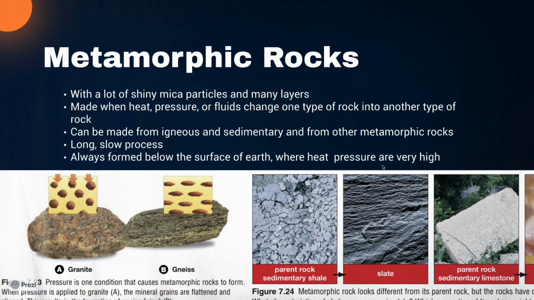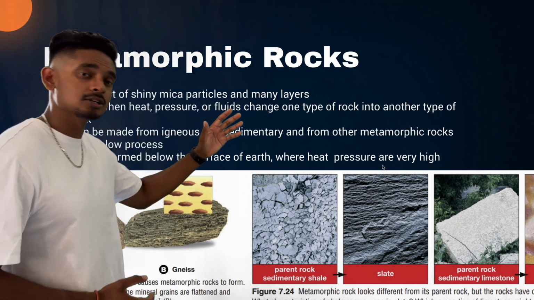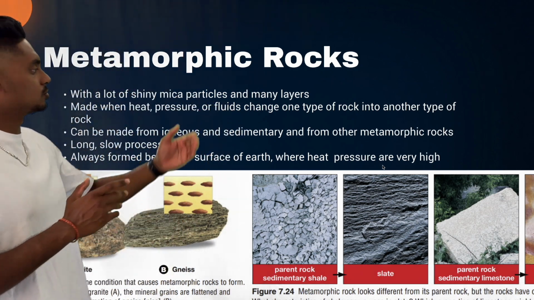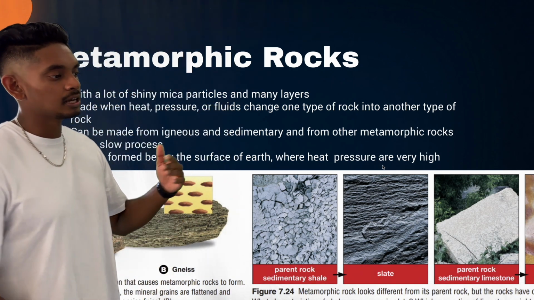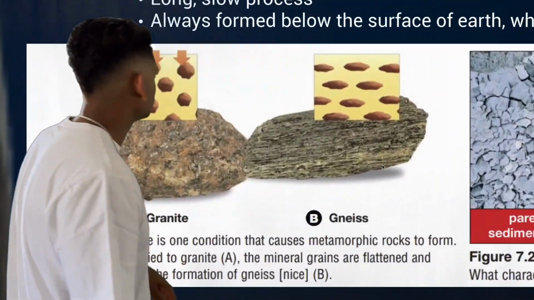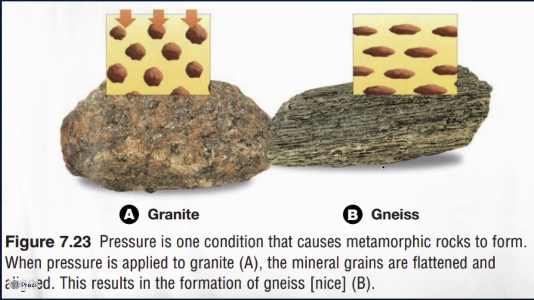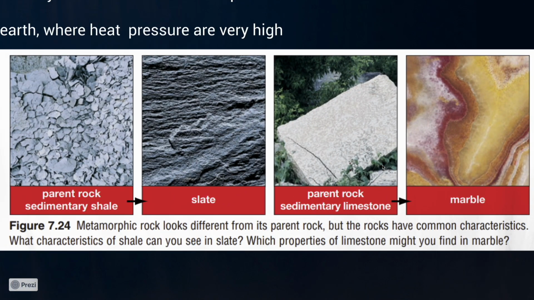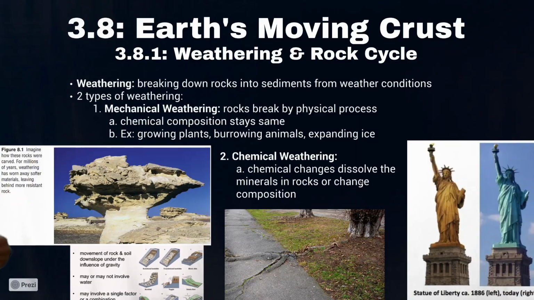Metamorphic, okay, with a lot of shiny micromaterials and many layers. They're made when heat and pressure or fluids change one type of rock into another. So it's the middle ground between switching from sedimentary to igneous. It's got to be a middleman. You can't go straight from there to there. You got to have the middleman. The middleman is metamorphic. All right, they're always formed below Earth's surface, okay, because you need that heat and the pressure. That's what breaks it down from sediment into metamorphic. All about moving crust of Earth.